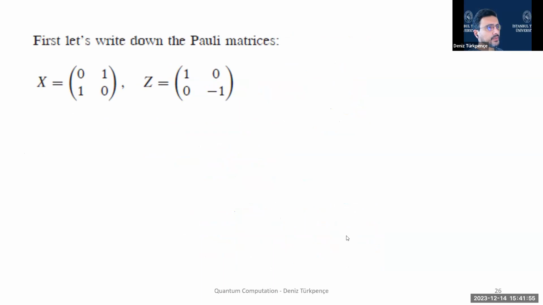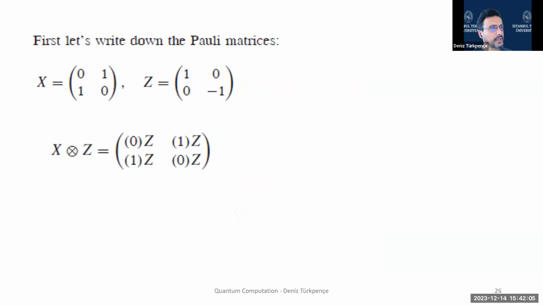So let's see this with a simple example. Now, these are the Pauli X and Pauli Z matrices that we have seen in the previous lecture. Let's tensor product X with Z. So this is the result. X and Z are 2 by 2 matrices, and if I tensor product them, what I will obtain is going to be a 4 by 4 matrix.